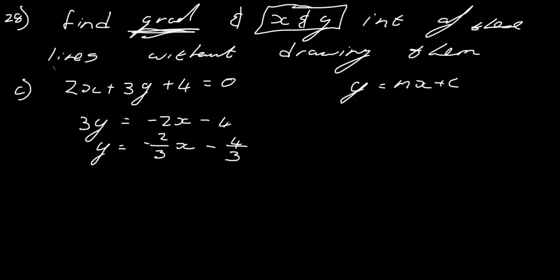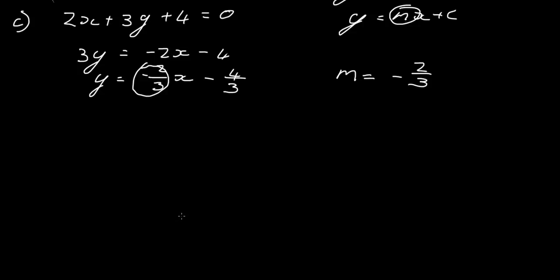Okay, easy stuff. And now, because it's in y equals mx plus c form, we already know the gradient. So we've got the gradient, m equals minus 2 over 3. So we're halfway there. Now we need to find the x and y intercepts. Okay, so as I said, we could do all the effort to convert it into intercept form, but let's do it a different way. And this is a rule for straight lines. To find the x-intercept, let y equal 0 and solve for x.